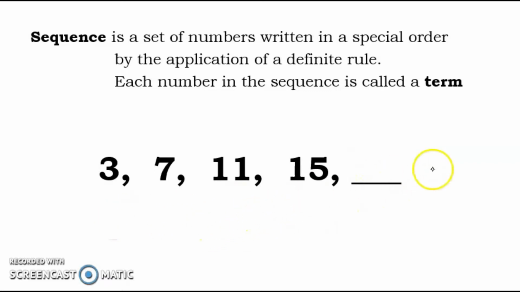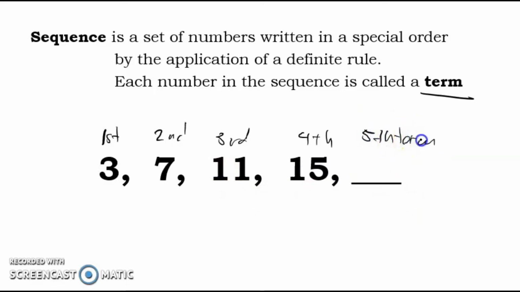So what is actually a term? A term is the number that is in the sequence. So we have 3 as the first term, then the second term, the third term, the fourth term. So they're called the terms. Now, ano ang gagawin natin dito? Hahanapin natin yung fifth term. So para malaman natin yon, ano ang gagawin natin?